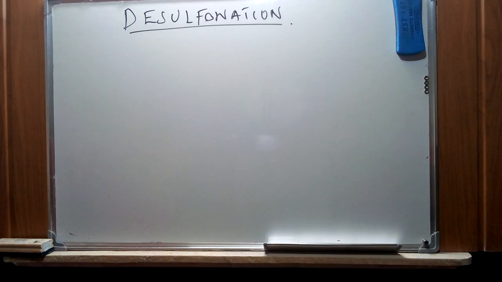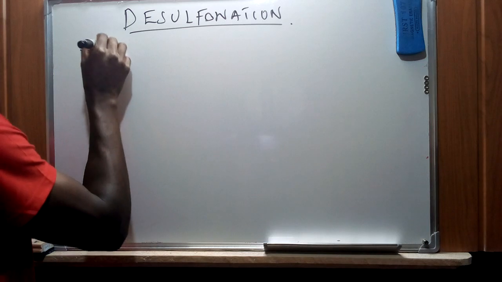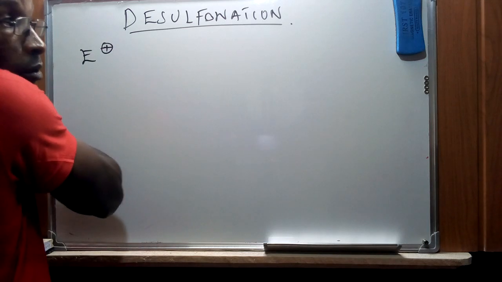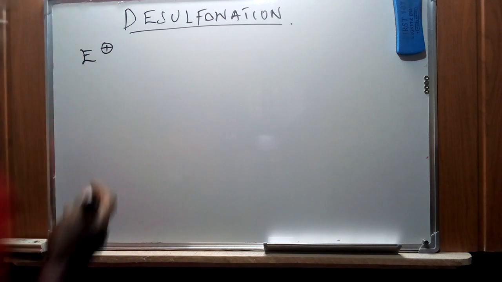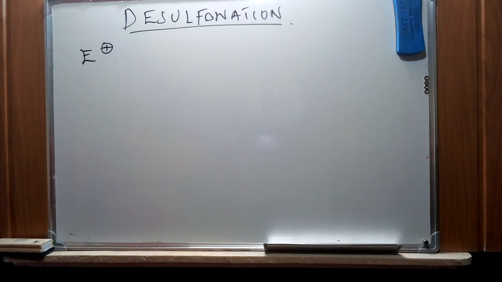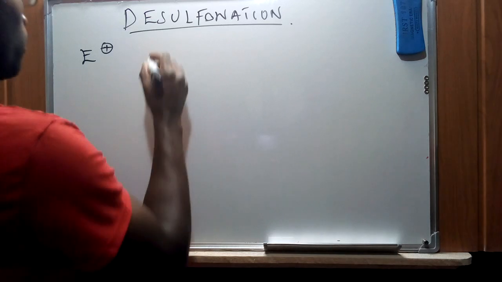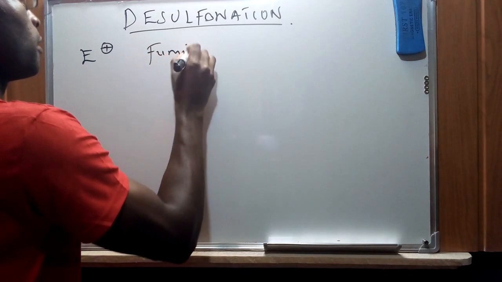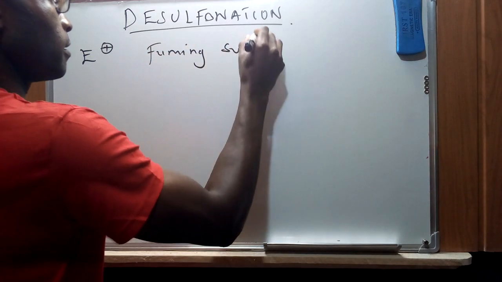Now we said that in sulfonation the electrophile that is used comes from what we call fuming sulfuric acid, which is a mixture of sulfur trioxide and sulfuric acid.